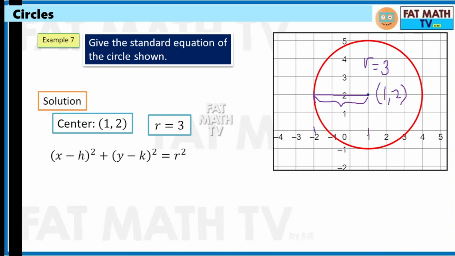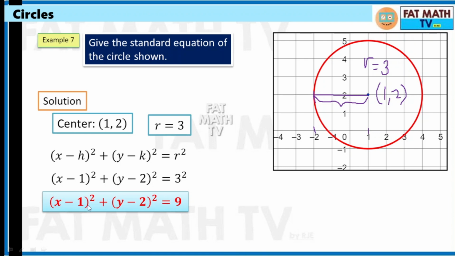So same, you have to use the standard equation, that is (x - h)² + (y - k)² = r². And then replace h with 1, replace k with 2, and replace r with 3. So you will have (x - 1)² + (y - 2)² = 3². And that is (x - 1)² + (y - 2)² = 9, because 3² is 9. And this is the standard equation of this given circle.